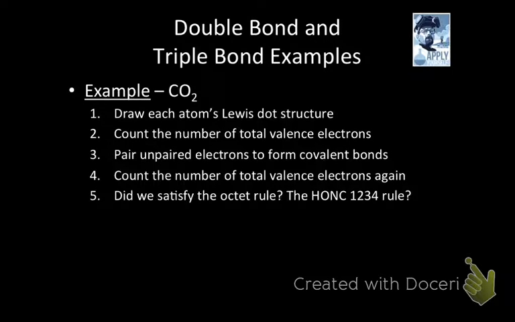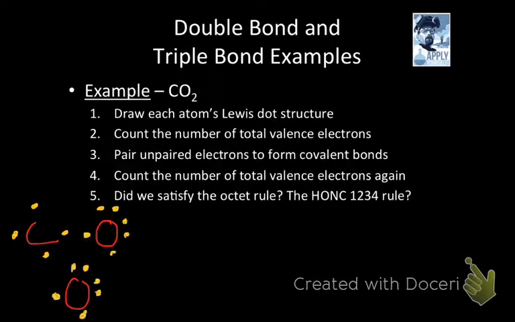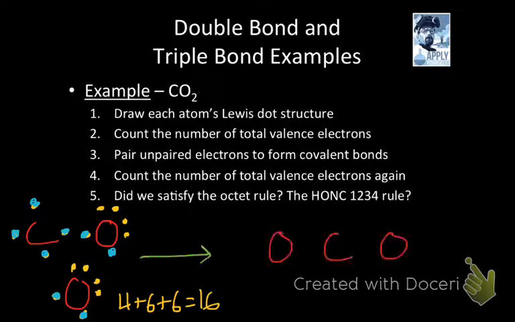For carbon dioxide, we want to follow the same steps that we've done before. Draw the Lewis structures for carbon, oxygen, and the second oxygen. Count the total number of valence electrons. You'll see that carbon has 4, both oxygens have 6 for a total of 16. Now pair up those unpaired electrons to form covalent bonds. We know that carbon has 4 unpaired electrons and both oxygens have 2. Remember I said the atom with the most unpaired electrons is going to go in the center. That's our carbon atom, and we'll draw the oxygens on either side.